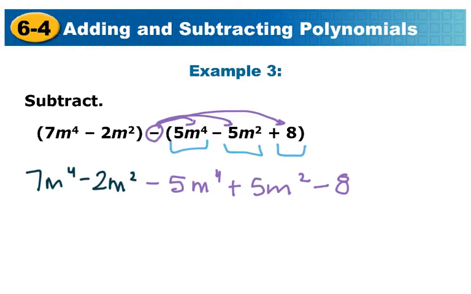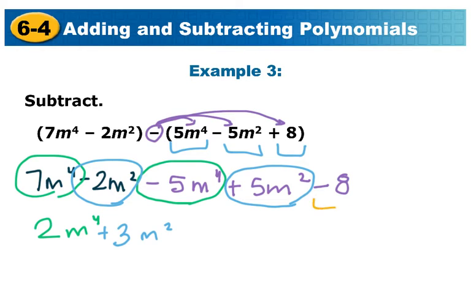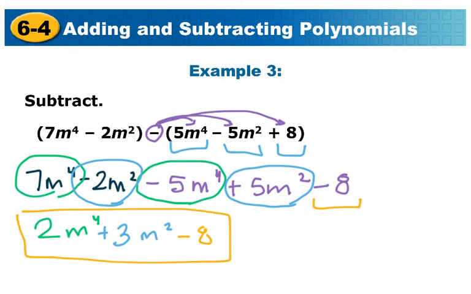And so if we go through and combine these pieces together, starting at the highest power, we have negative 5 and 7 of the m to the fourth. So that means we have 2 left over, m to the fourth. Then we have a negative 2m squared and a 5m squared. So together, negative 2 and 5 makes positive 3m squared. And then our last constant, or number without a power shown.